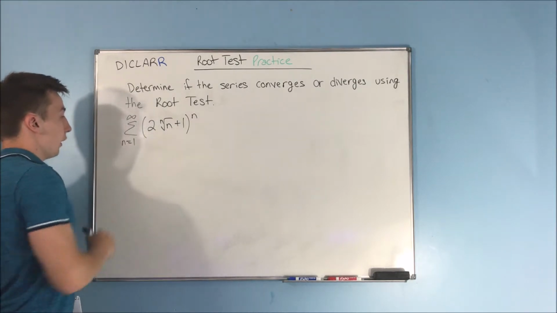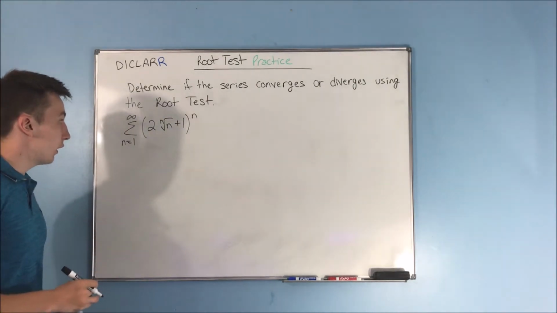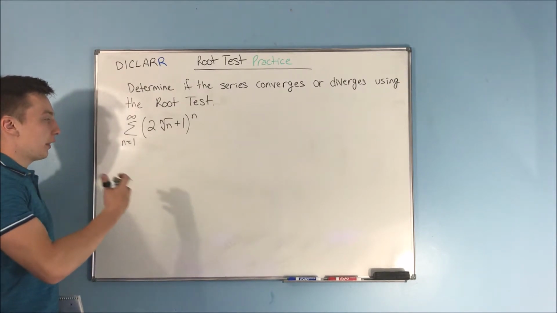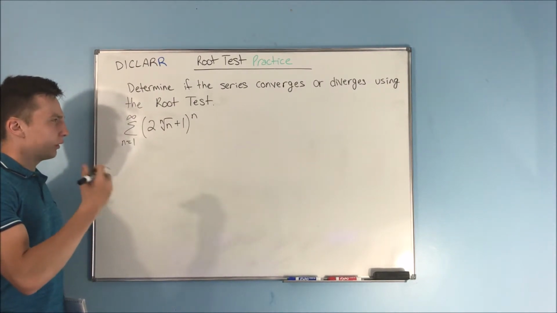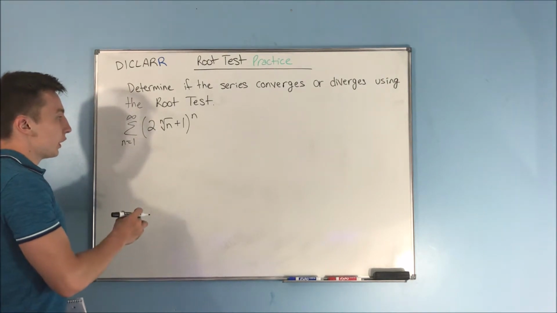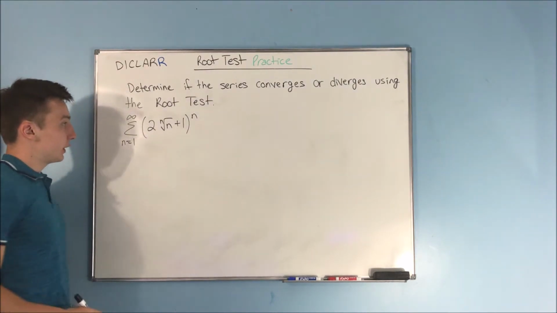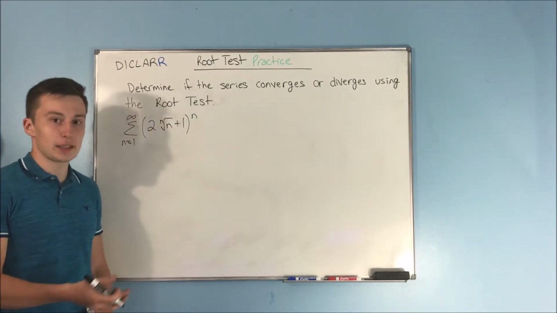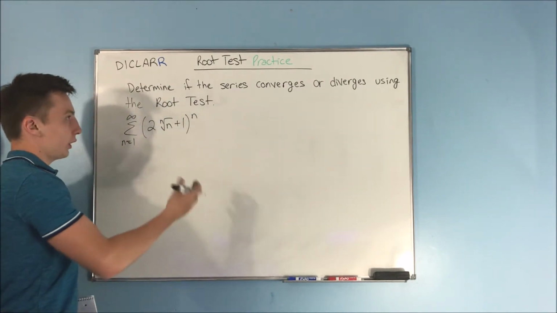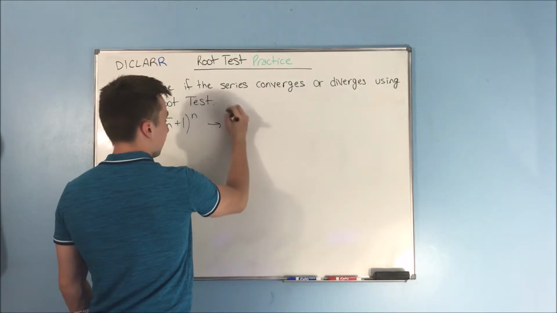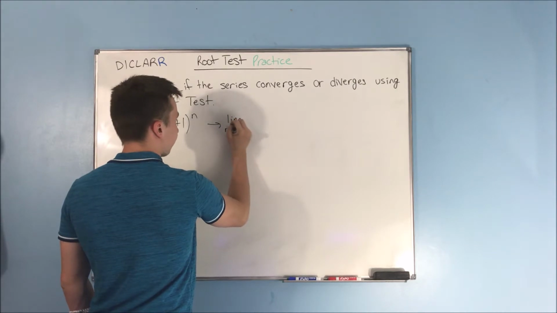Lastly, we have the sum from n equals 1 to infinity of (2 times the nth root of n, plus 1) raised to the nth power. That's a mouthful. You could probably just use the test for divergence here, honestly, and prove that the limit's not equal to 0, but we're using the root test here. So we've got to use the root test to figure out that this is divergent.